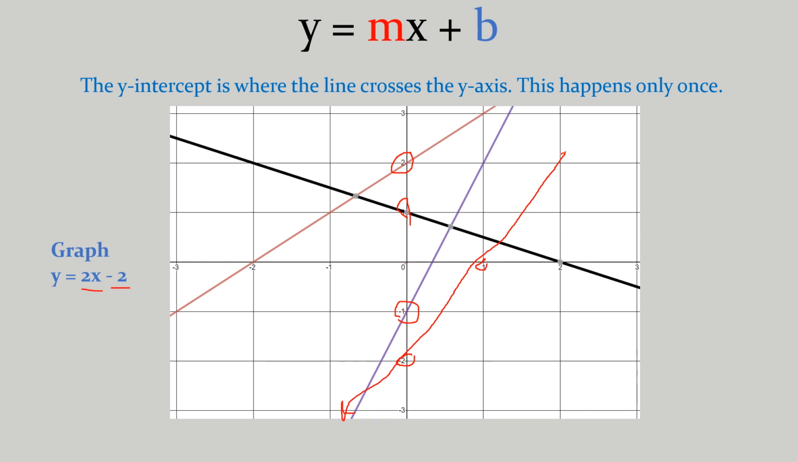And let's say they ask for negative 2x minus 2 instead of 2x minus 2. You would similarly go up by 2, but instead of going right by 1, you'd go left by 1, and that would be your point. So that's negative 2x minus 2.